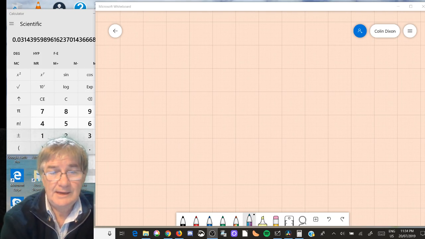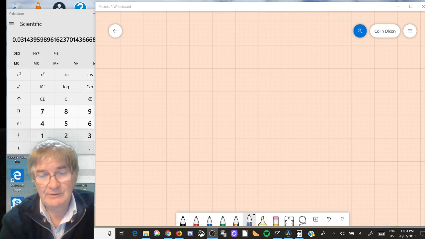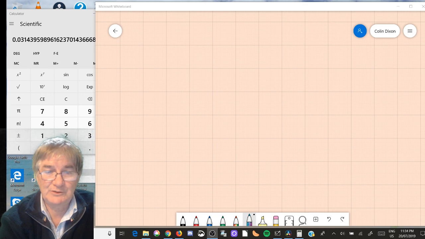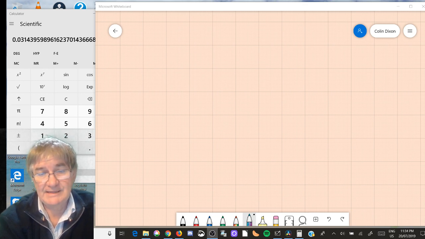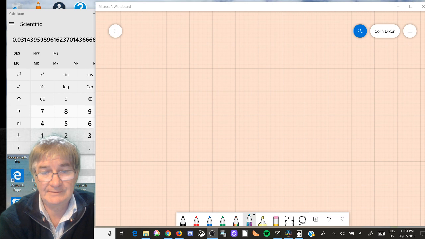Hi. Earlier on I gave an example of calculating the curvature of the Earth using Pythagoras for a ship that was 20 kilometres offshore. There is a better way of doing that using trigonometry, but it gets a fairly similar answer. But if you're interested, I'll just go through the mathematics for doing it using trig.